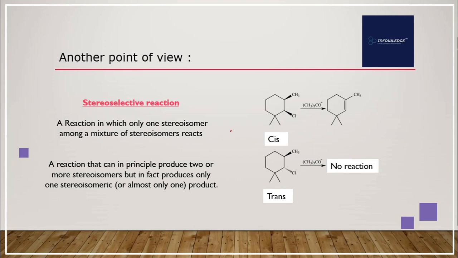Let us take another example. A reaction in which only one stereoisomer among a mixture of stereoisomers reacts can also be considered a stereoselective reaction. A reaction that can in principle produce two or more isomers but in fact produces only one stereoisomeric product can also be considered a stereoselective reaction. So in this case, the cis isomer undergoes a reaction giving rise to a product, whereas the trans isomer does not undergo the reaction.